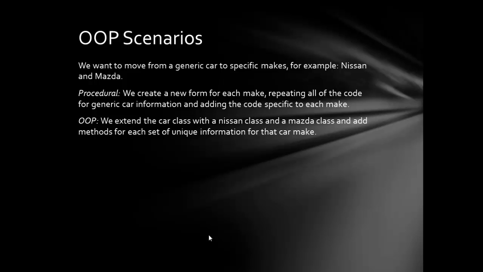In the OOP scenario, what we would have to do is extend the car class. So you have your vehicle class. That gets extended to the car class, so the car is inheriting from vehicle. Then you can create your Nissan class, which is inheriting from the car class, and Mazda class, which is inheriting from the car class. And then we just put whatever unique methods or programming in those classes that Nissan and Mazda take. So it allows us to do things much simpler, segment things, create this hierarchy so we understand how the program is flowing.